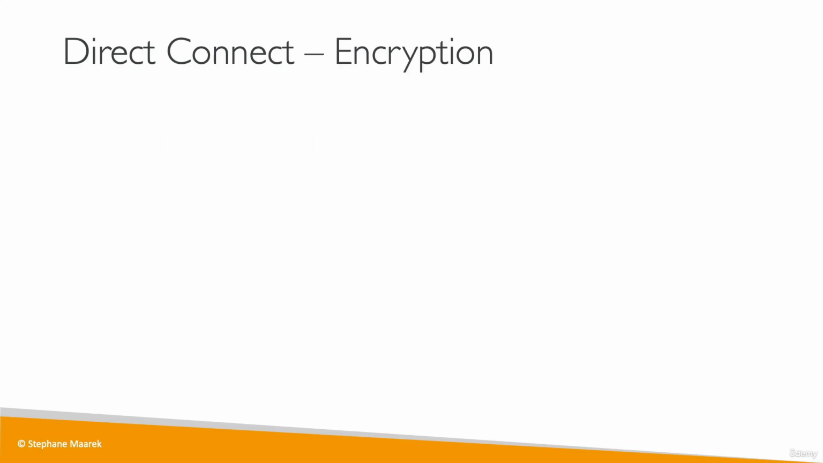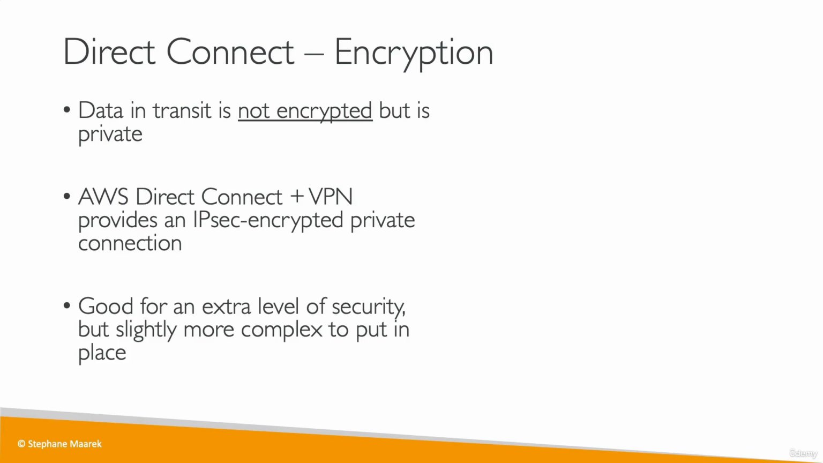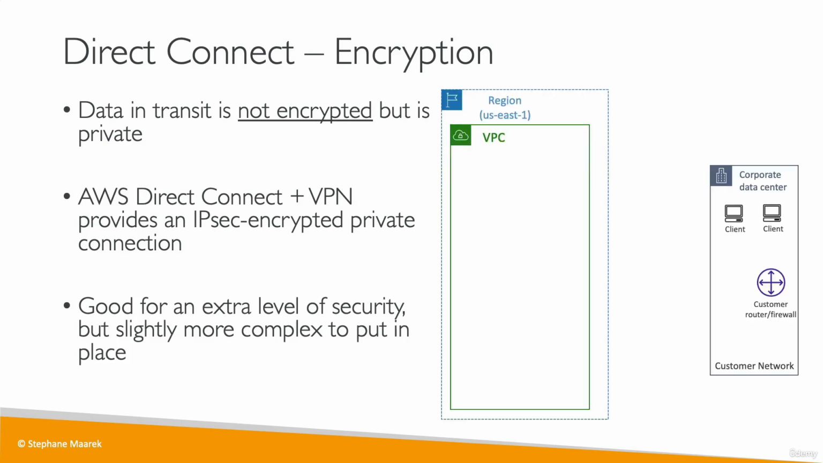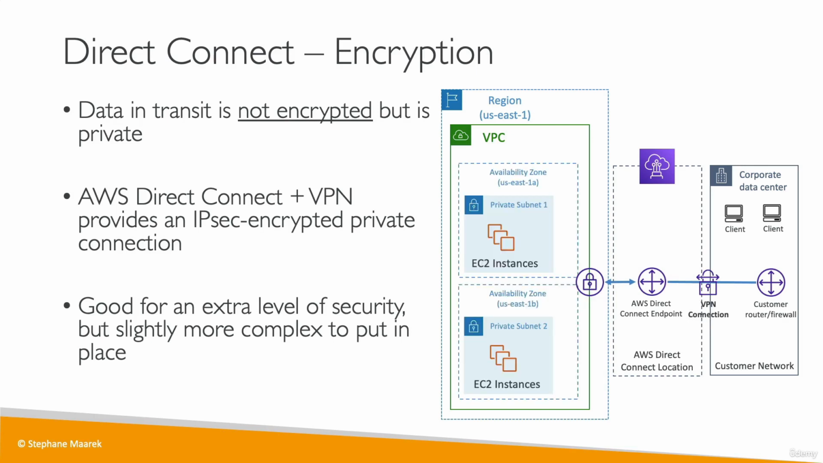Now, when you have a Direct Connect, there is no encryption, so data in transit is not encrypted, but it is private because it is a private connection. And so if you wanted encryption on top of it, you can set up Direct Connect alongside a VPN to provide an IPsec encrypted private connection. It's good to get an extra level of security, but it's slightly more complex to put in place. So the setup is to get the same Direct Connect location, but then on the connection, you're going to set up a VPN connection on top of it to have encryption for your Direct Connect. And therefore, all the traffic between your corporate data center and AWS is going to be encrypted.